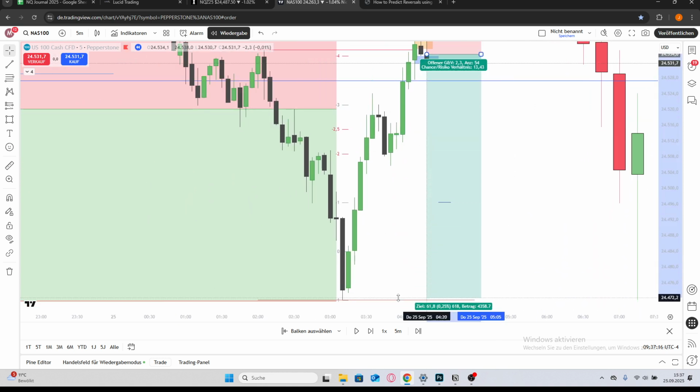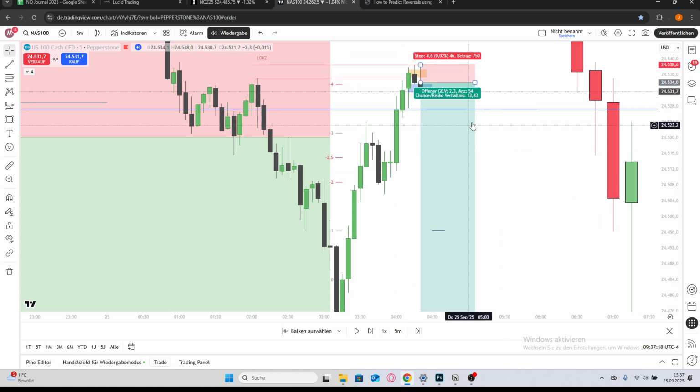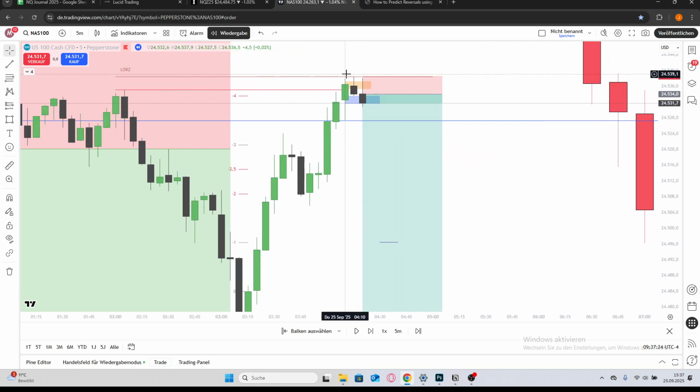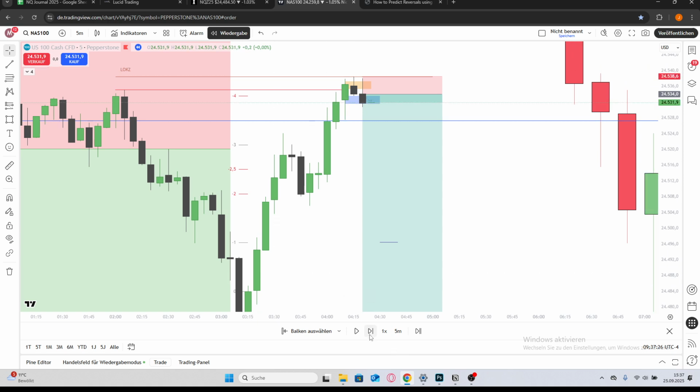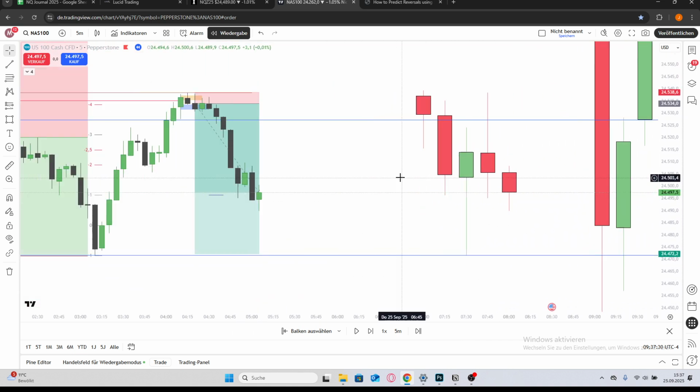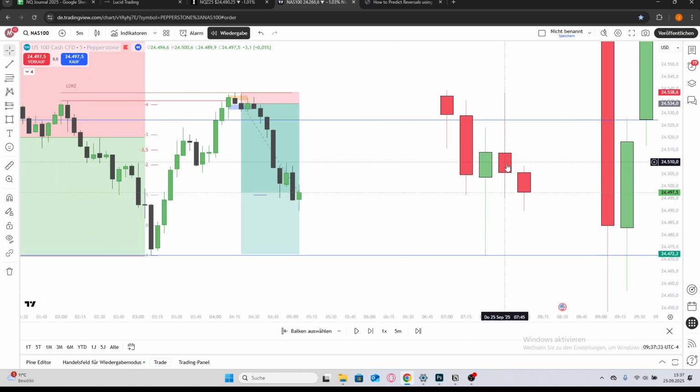Then I was targeting this low here, and you can see it. I'm not gonna lie, I don't get trades like this every day. Once a month maybe, but it played out perfectly. And price went down. And now you can see we created a bearish swing here.